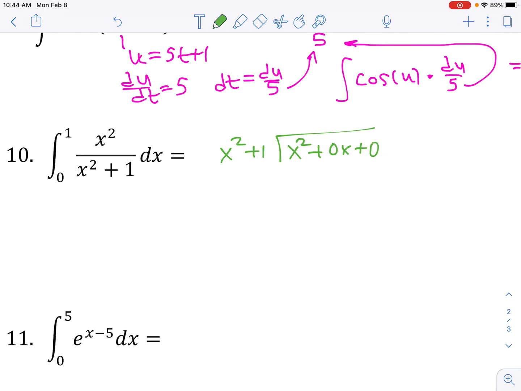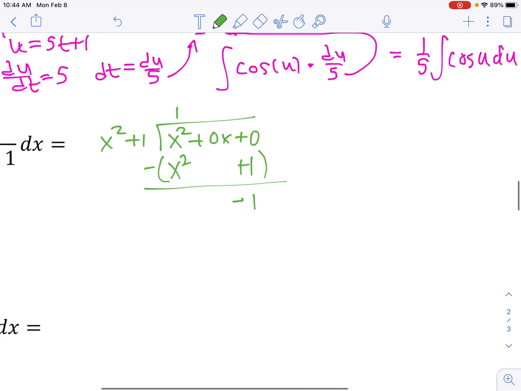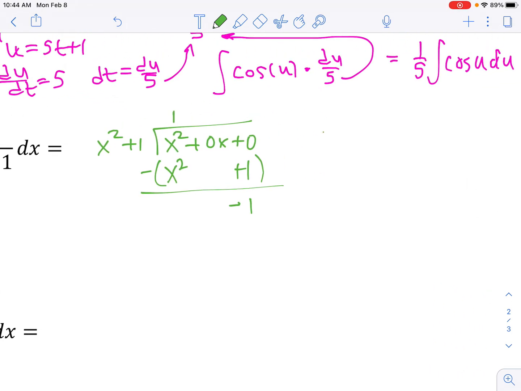Okay, so x squared goes into x squared once. So we have x squared plus 1, and we're going to subtract that. And when we do that, we have x squared minus x squared, which is 0, 0x minus 0x, which is still 0, 0 minus 1, which is negative 1. So it wasn't too long of a long division. So we have then a remainder, it looks like minus 1 over x squared plus 1. So we have the integral of 1 minus 1 over x squared plus 1 dx.